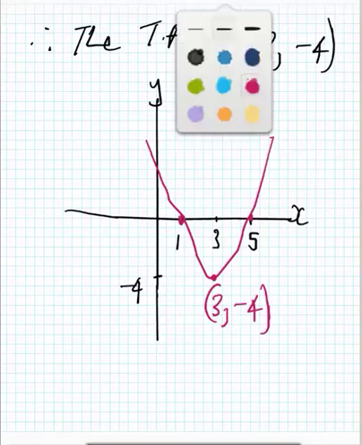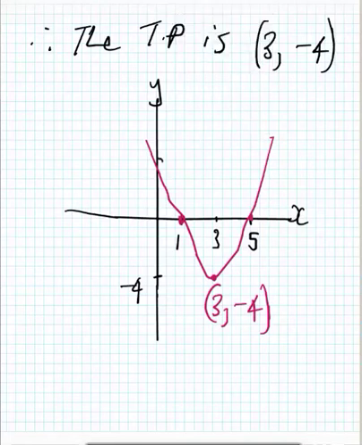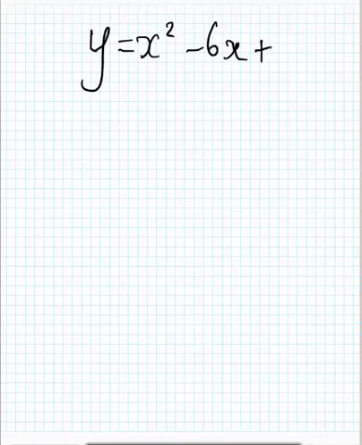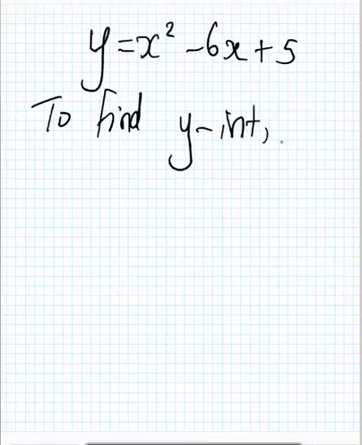Now, another thing I want to quickly cover is, how do we find the y-intercept? Okay, this is actually an easy thing to do, and we'll cover it right now. To find the y-intercept, you simply make x equal to 0, just like linear graphs, and it's really easy. So we'll get the same equation that we just had. So for this equation, y equals x squared minus 6x plus 5.